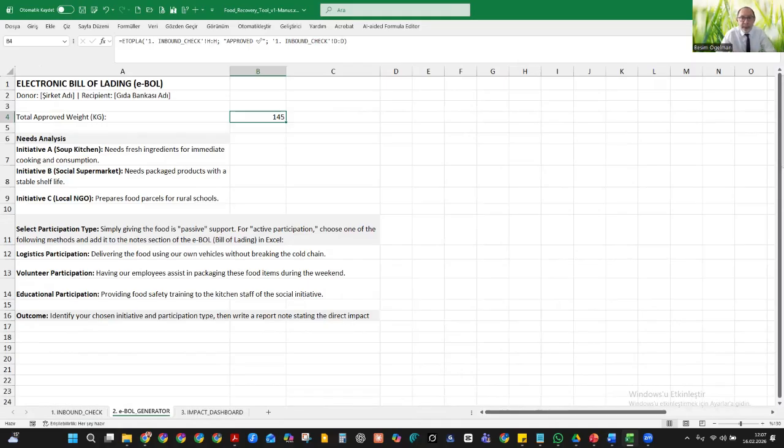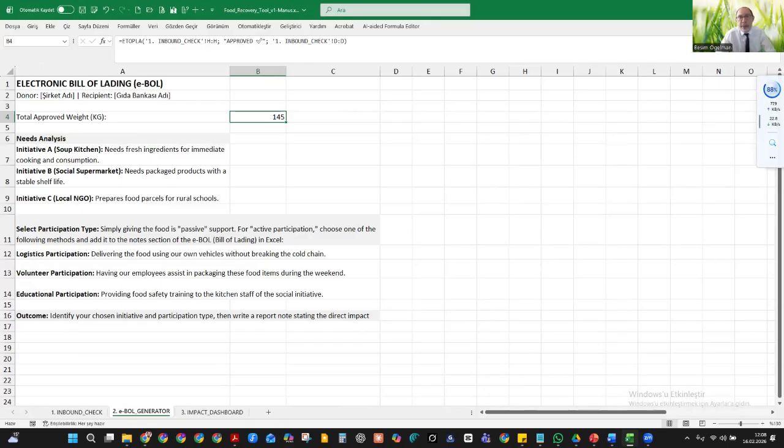On the contrary, the real social transformation begins after this point. The social initiative matching and participation task we are about to undertake is the phase of transforming technical data into a social value proposition. In the first step of our application, we need to understand the nature of the 145 kilograms of accrued food we have.